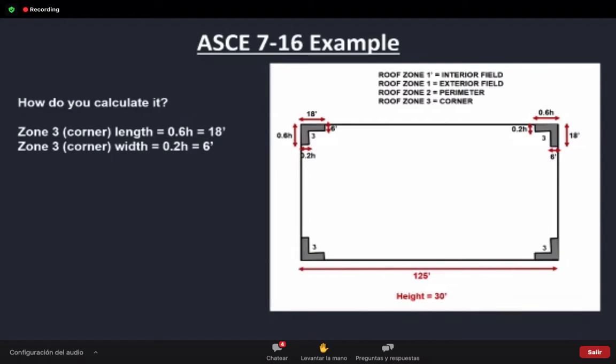So we already got our corner. We tackled that. Now we want to tackle our zone 2. So go ahead and do the equation again for our zone 2. Put that in the chat box.